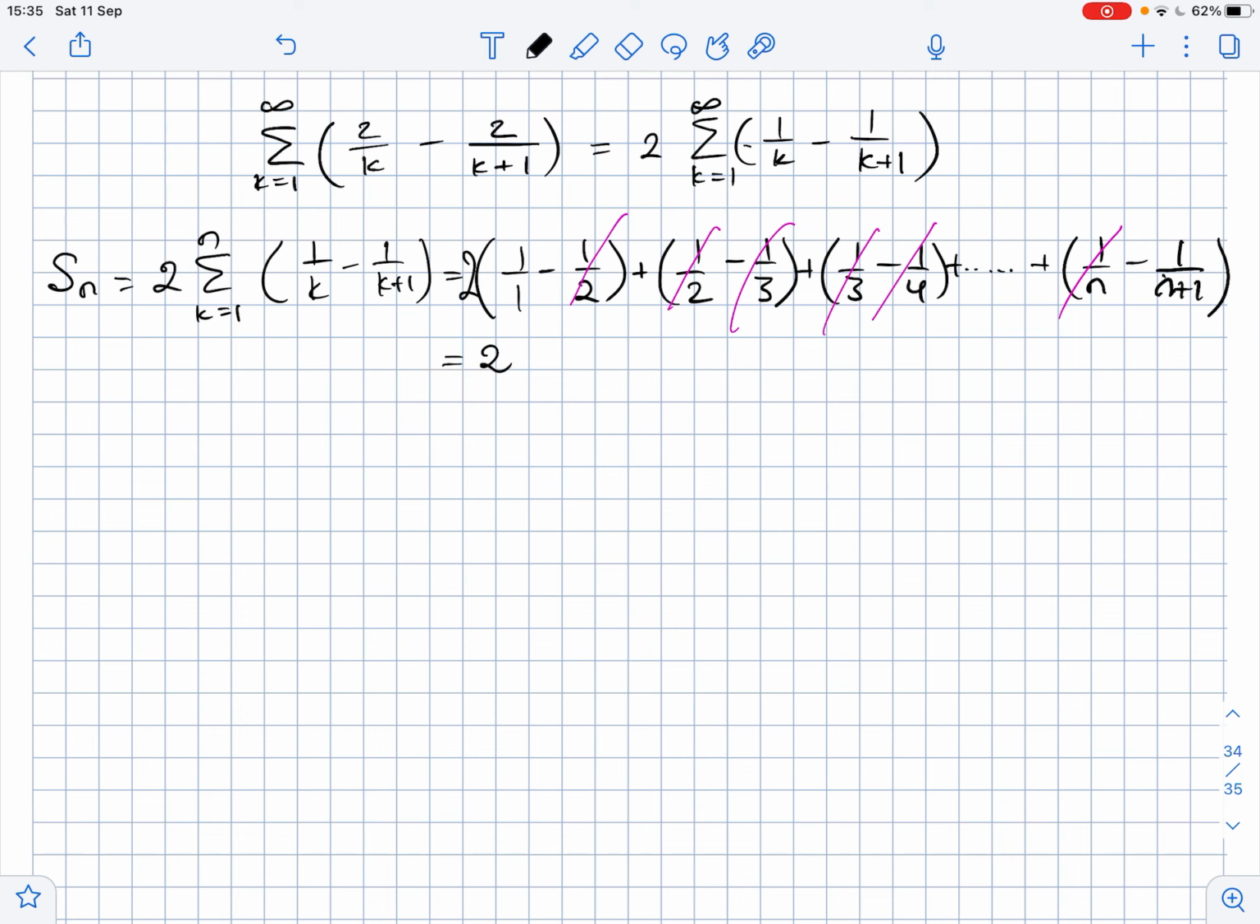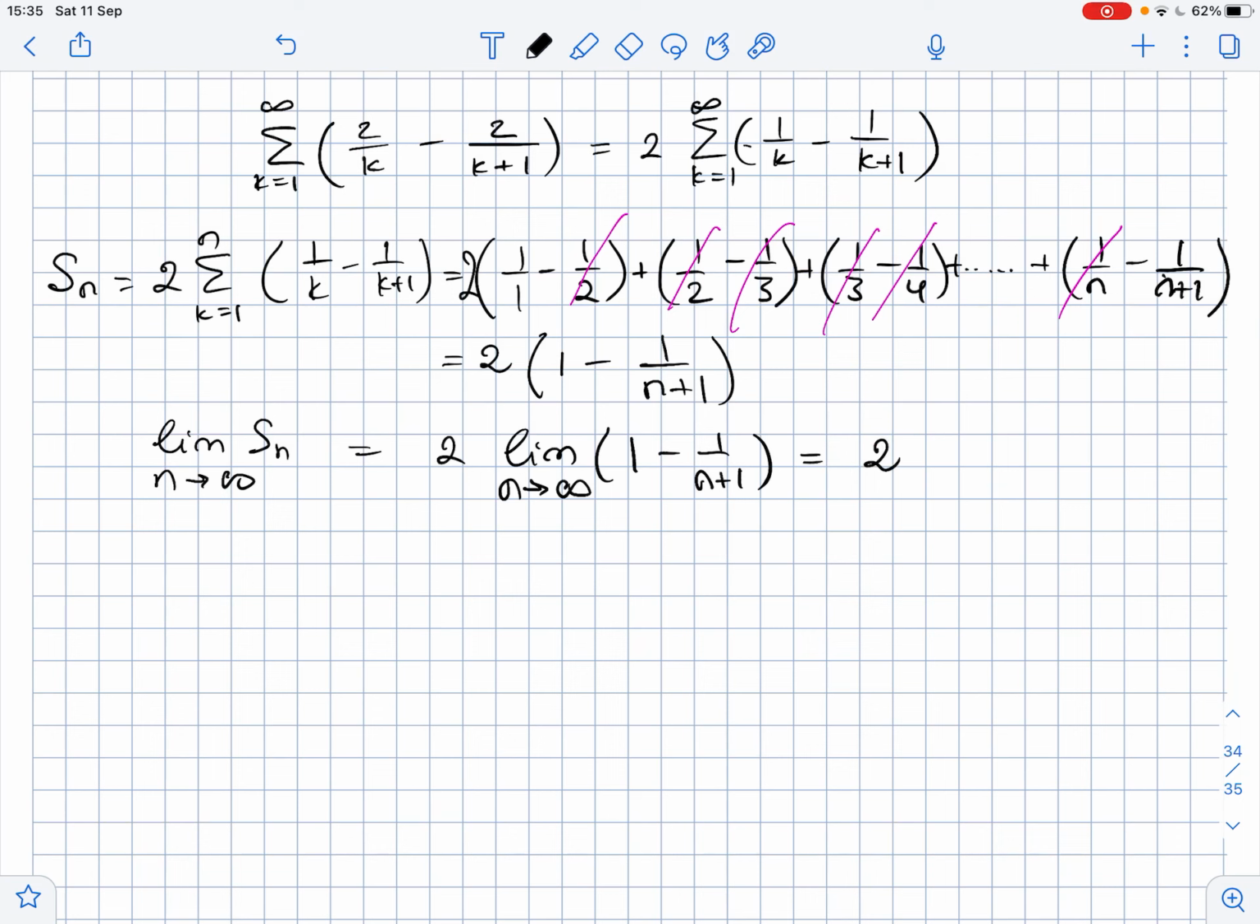so we get that this equals 2 times 1 minus 1 over n plus 1. Then the limit of Sn, where n approaches infinity, equals 2 times the limit of 1 minus 1 over n plus 1, where n approaches infinity. Since n approaches infinity, then obviously 1 over n plus 1 approaches 0. Then this equals 2. So we get that the given series converges to 2.